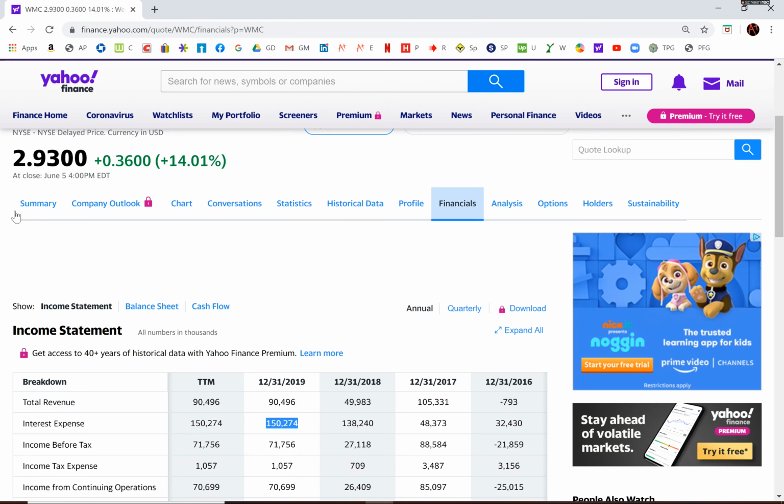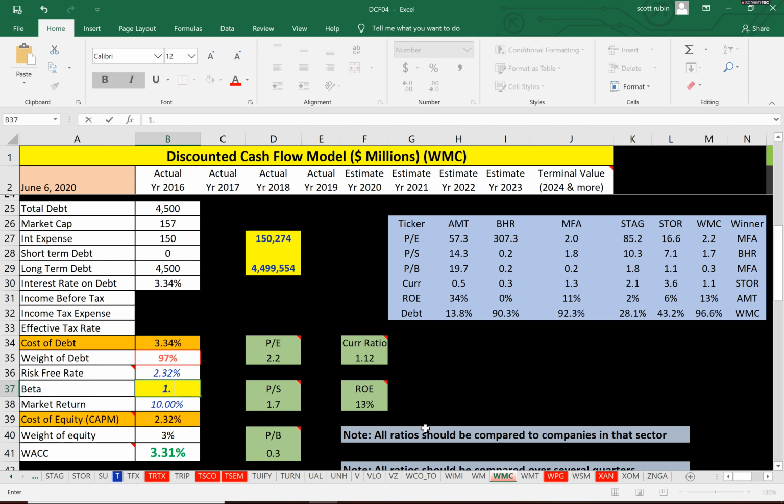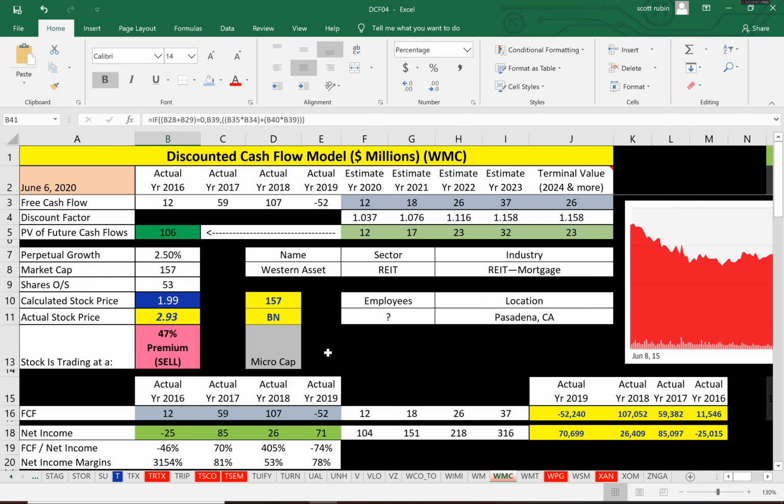Now let's find out the cost of equity. We need the beta, that's the volatility of the stock, and it's 1.63. To figure out the cost of equity, we use the CAPM model, the capital asset pricing model, and it comes out to 15%. But they're mostly debt, so the weighted average cost of capital, the discount rate, is going to be mainly the debt, the 3.34%, because the WACC is a blend of debt and equity. So we're going to use that 3.73% and discount the future free cash flows.